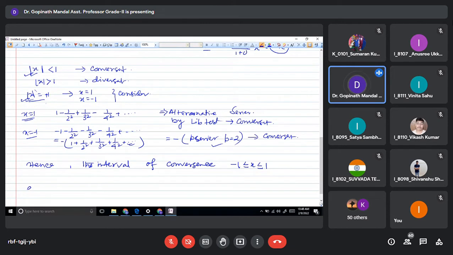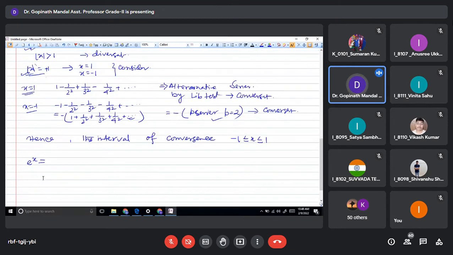Now the exponential series is one type of power series: 1 plus x plus x square by factorial 2, x cube by factorial 3, x to the power n by factorial n, and so on. This is an exponential series.